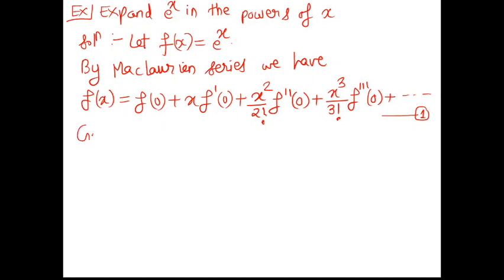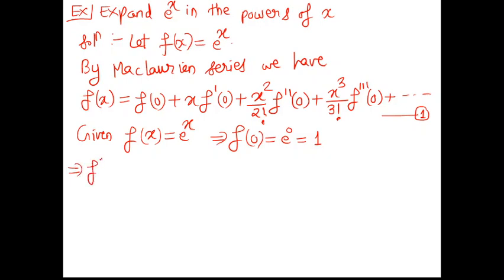Now given f of x is equal to e raised to x, so just put x as 0, you will get f of 0. So it is e raised to power 0, and e raised to power 0 as we know is 1. Then differentiate this f of x. So this implies f dash of x. What is the derivative of e power x? It is e power x. So therefore its value at 0 will be again 1.